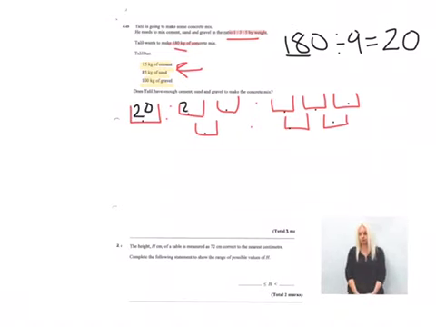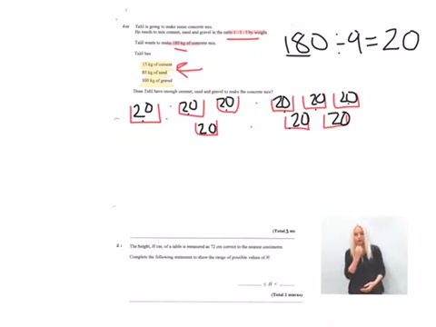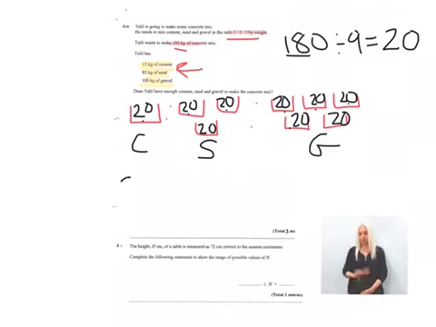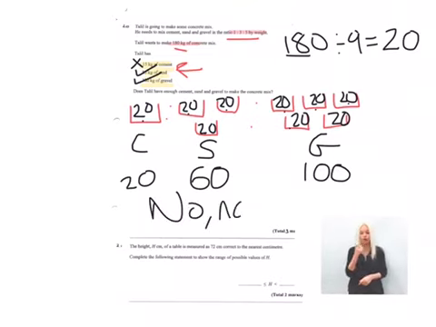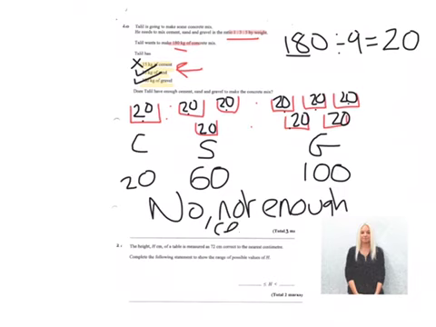20, 20, 20. So now that we've filled in all the buckets, we can say that this is your cement, this is your sand, and this is your gravel. So he needs 20 of cement, he needs 60 of sand, and he needs 100 of gravel. So, has he got enough cement? Nope. Has he got enough sand? Yep. Has he got enough gravel? Just. So, has he got enough for it all? No. Not enough cement.